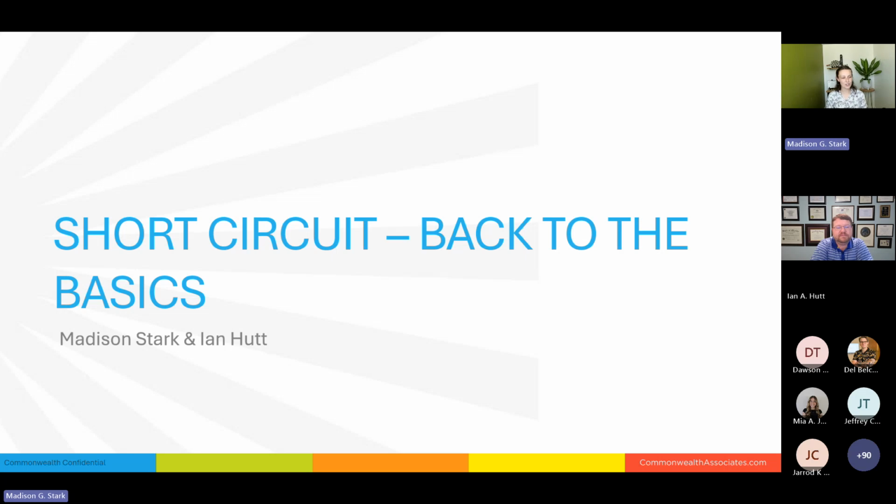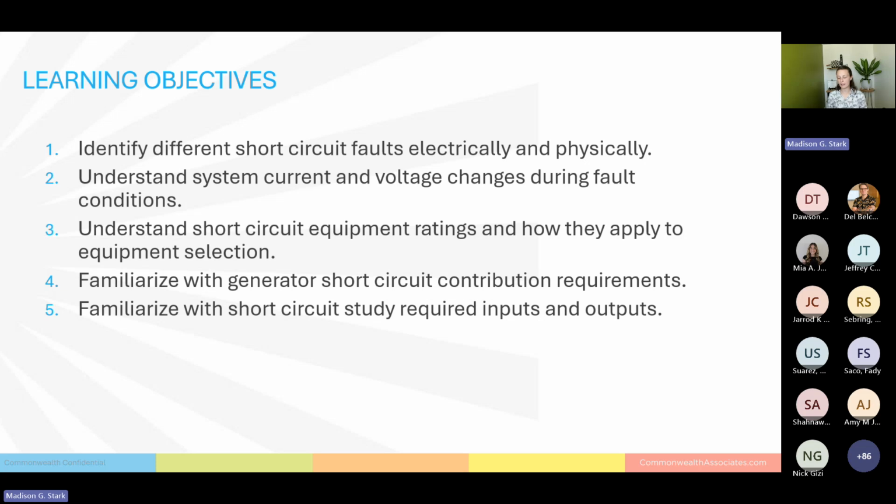Thanks, Ian. So just a quick intro to what we're going to go over today. This is really hitting back on, or for some people for the first time, what is a short circuit, what are the faults both electrically and physically, how do these faults impact current and voltage in the system, and then how does that impact the equipment, both interrupting equipment and non-interrupting equipment. Then a brief overview of generator short circuit contributions, and also a little bit of insight into short circuit studies, what they are, and why we do them.